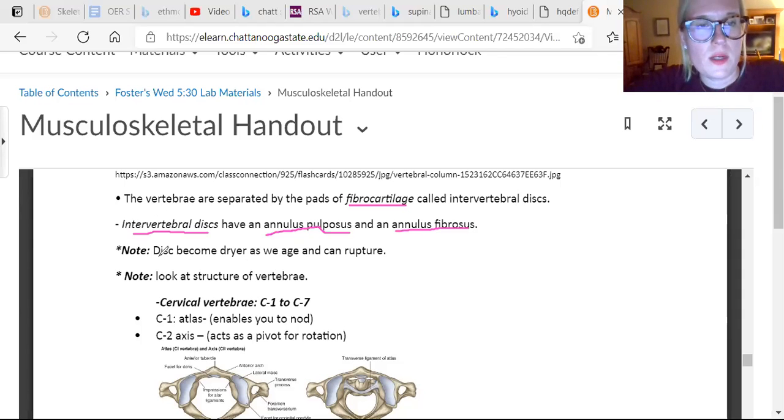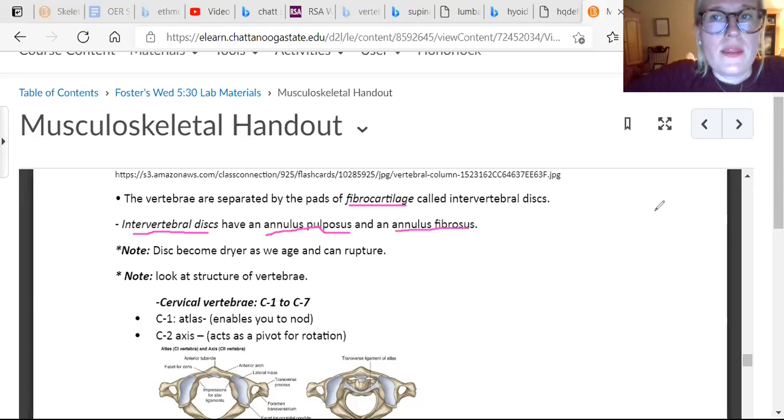Could talk more and more about that, but I won't. Okay, so obviously the discs become drier as we age. We do activities that we probably shouldn't do as we age. Just our natural being of being at computers and all that, the disc can rupture, okay?